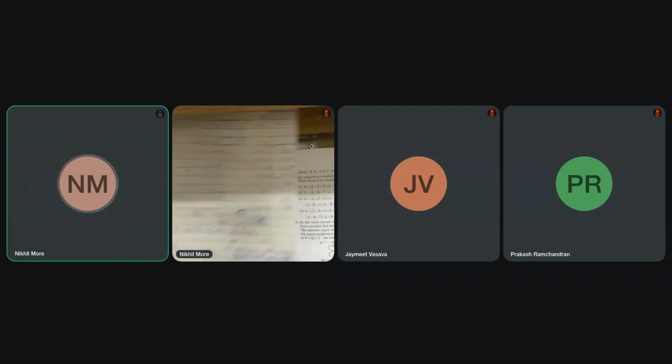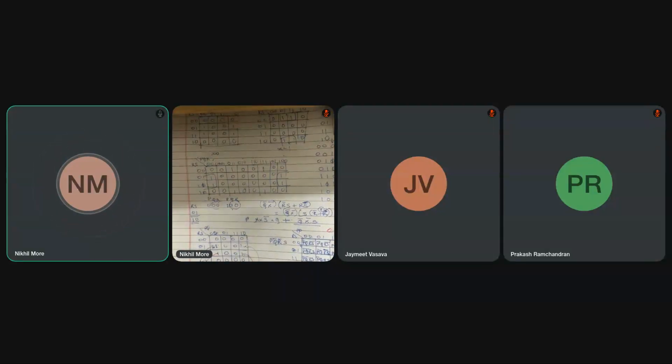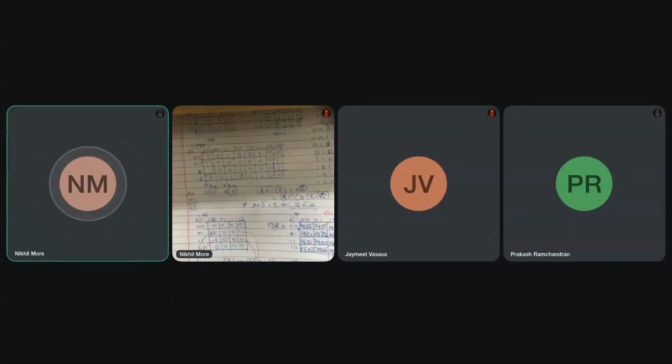So I think this should be clear enough. Or is there still any doubt in the K-map and the equation?